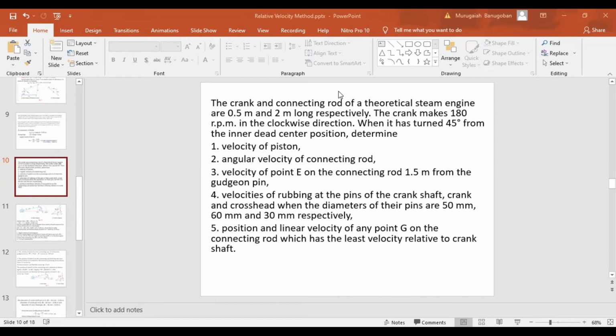And velocities of rubbing at the pins of the crankshaft, crank, and crosshead, when the diameters of the pins are 50, 60, and 30. So diameters are given, you have to find the velocity of the rubbing. Position and linear velocity of any point G on the connecting rod which has the least velocity relative to the crankshaft. So these are the questions. Right? Now we'll see how to find the answer.